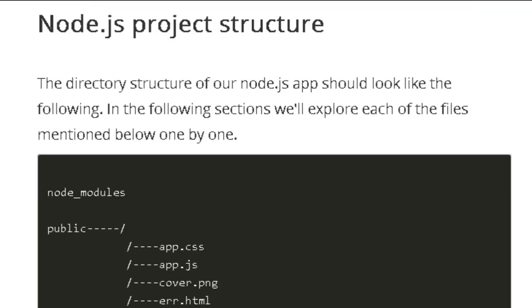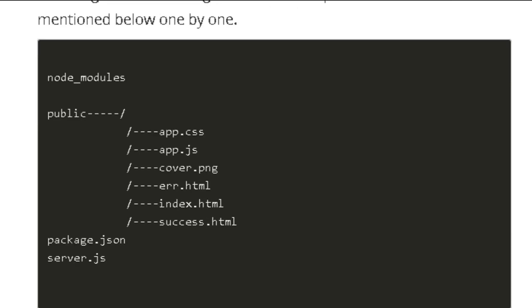Node.js project structure. The directory structure of our Node.js app should look like the following. In the following sections, we'll explore each of the files mentioned below one by one. Okay, so we got node modules, we got public, we got app.css, app.js, cover.png, error.html, index.html, success.html, that's in the public folder. We got package.json, and we got server.js.